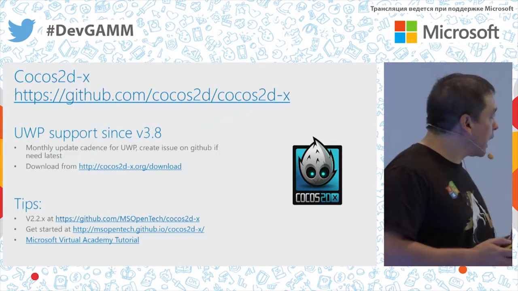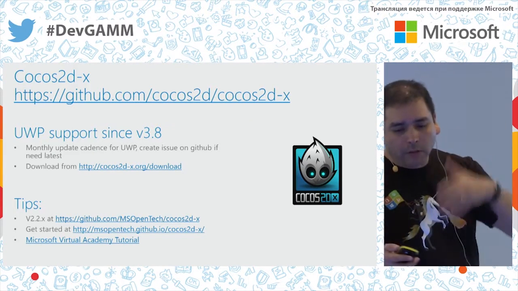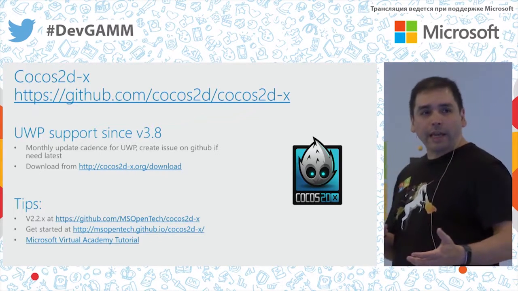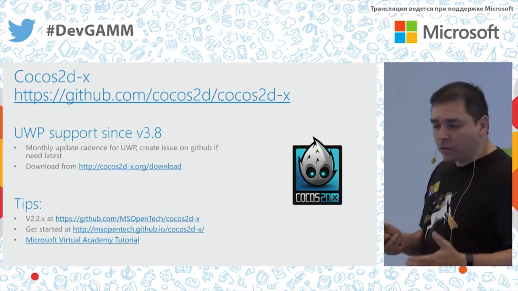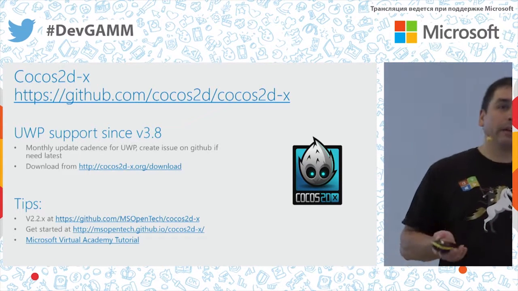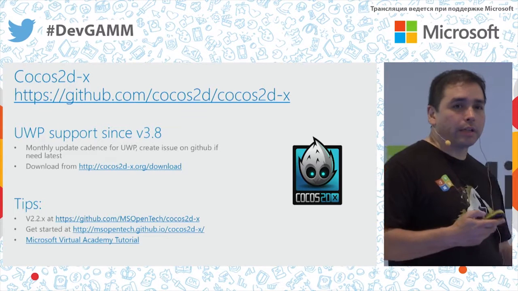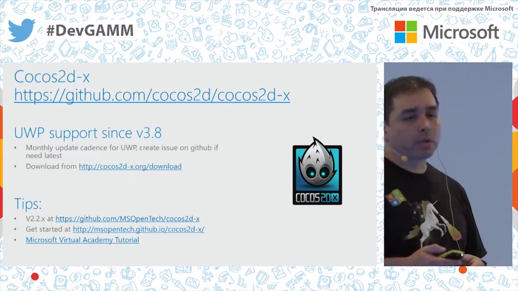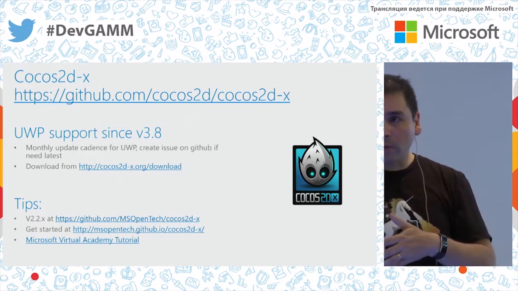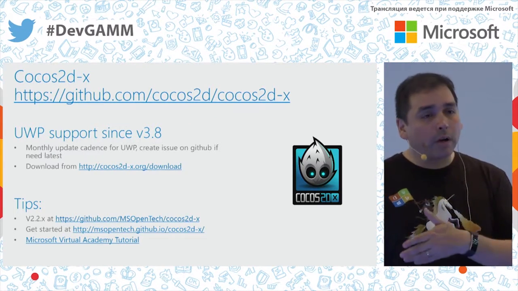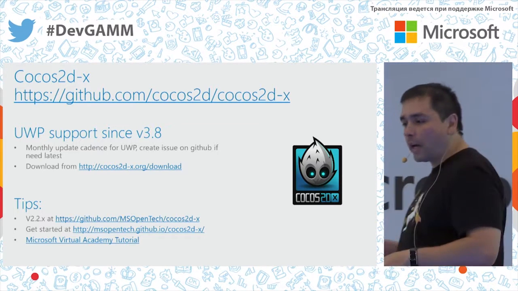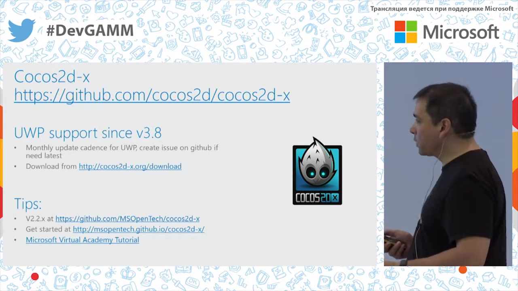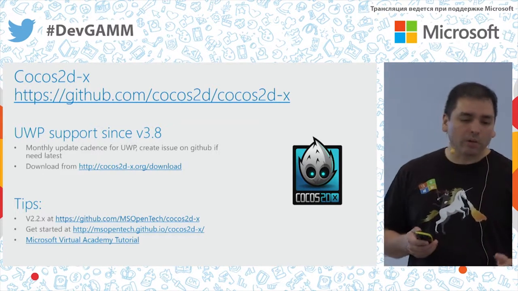The last middleware that I'll talk about today, because I picked only the three most popular that we see a lot, is Cocos2D-X. Cocos2D-X is the portable version of Cocos2D, and we've had really great support for it for the last two years on our Windows Phone and Windows platforms. For Universal games, which run across HoloLens, Xbox, phone, and PC, we've had support since version 3.8 of Cocos2D-X. So it's been around for a year or so.